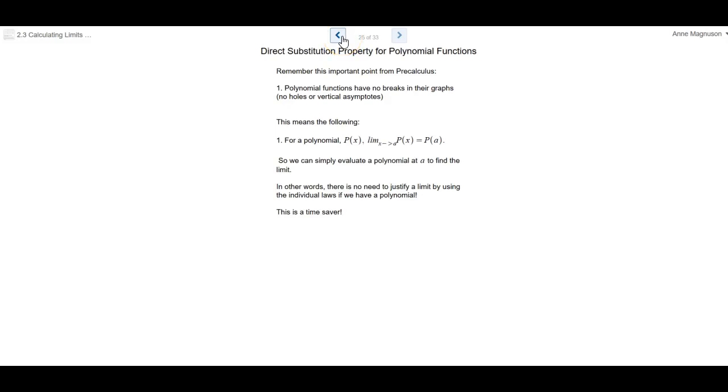In these examples, there's one thing that I'm sure you've noticed: a lot of times you can just plug the value that x is approaching into the function, and that's your limit. That's because these functions, for the most part, have been polynomials or rationals, and they're continuous. We're going to talk about continuity in the next section, but they have no breaks in their graph, and you would have seen that concept before in pre-calculus.